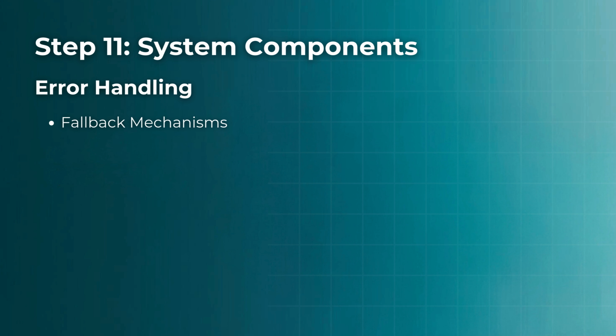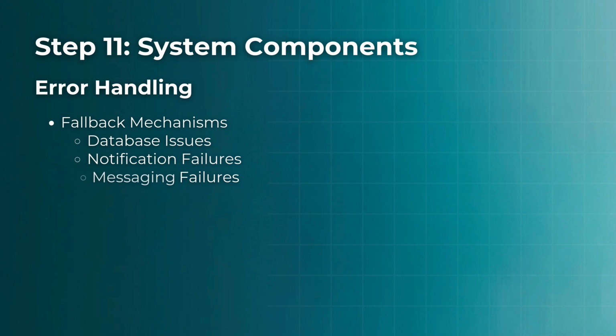Sometimes, we need backup plans, like fallback mechanisms. If the database isn't available, we can show cached data, like your last saved profile or post information. Missed notifications. Don't worry, they'll be queued and sent when possible. Real-time messaging down. Messages are queued and delivered as soon as we're back up.